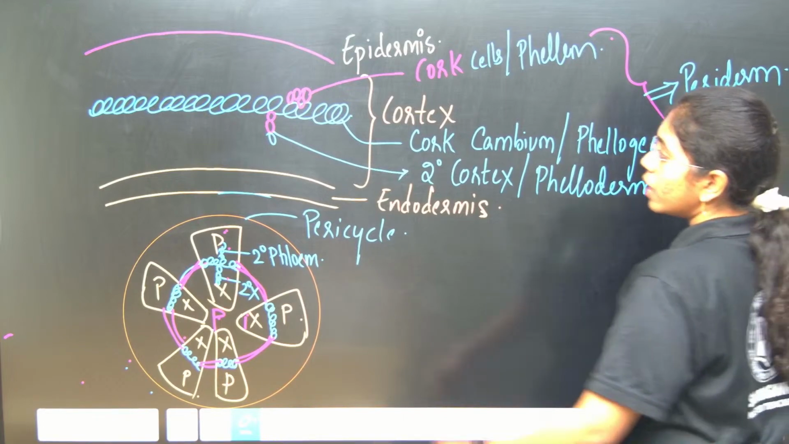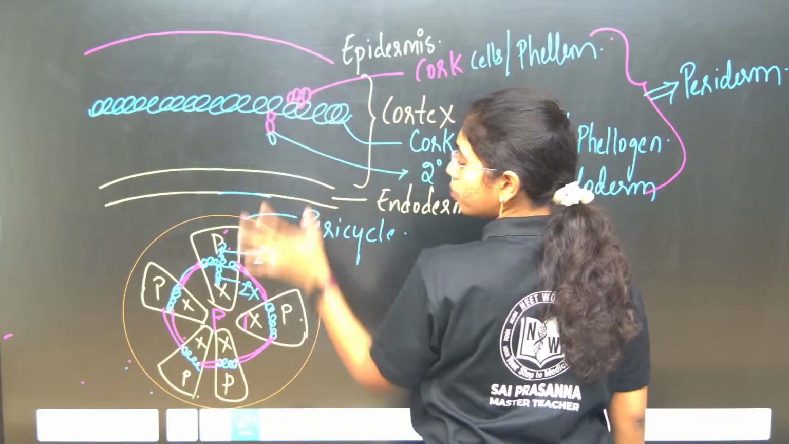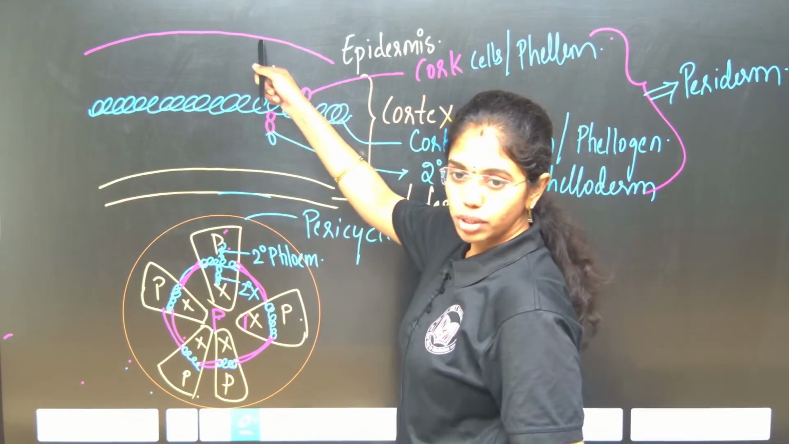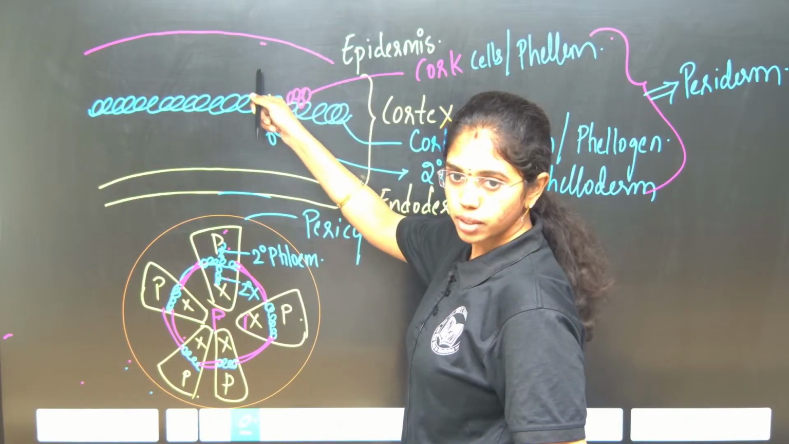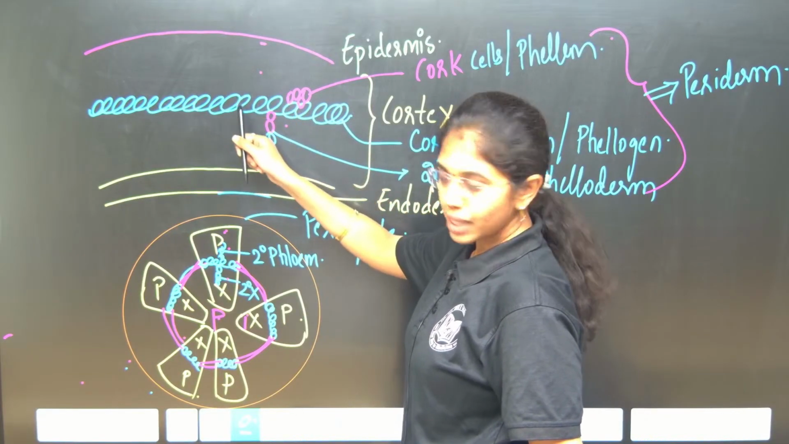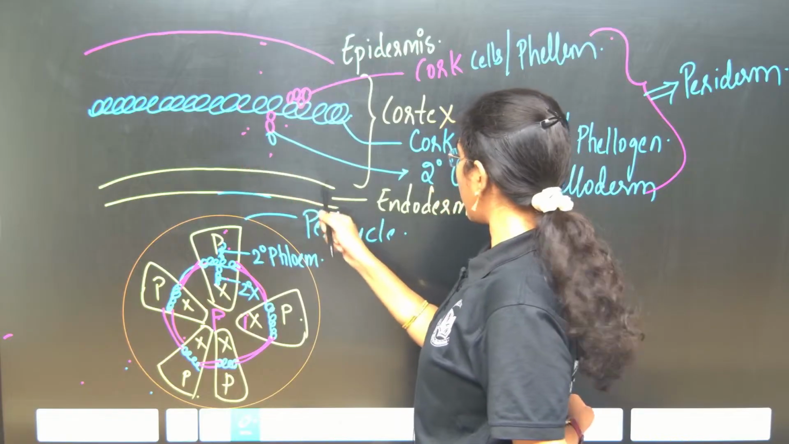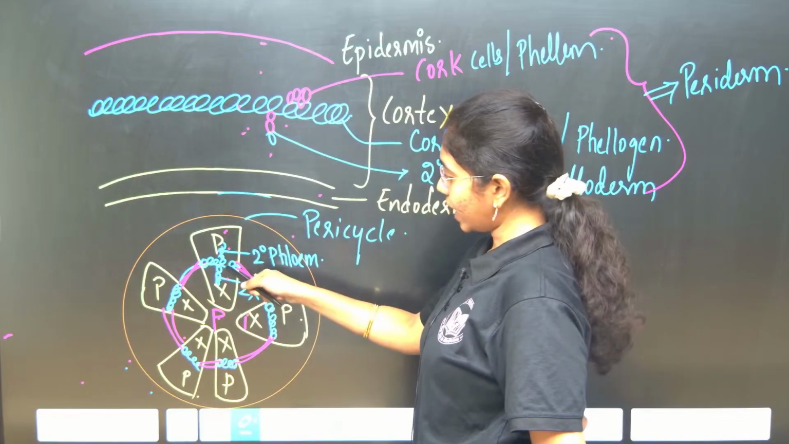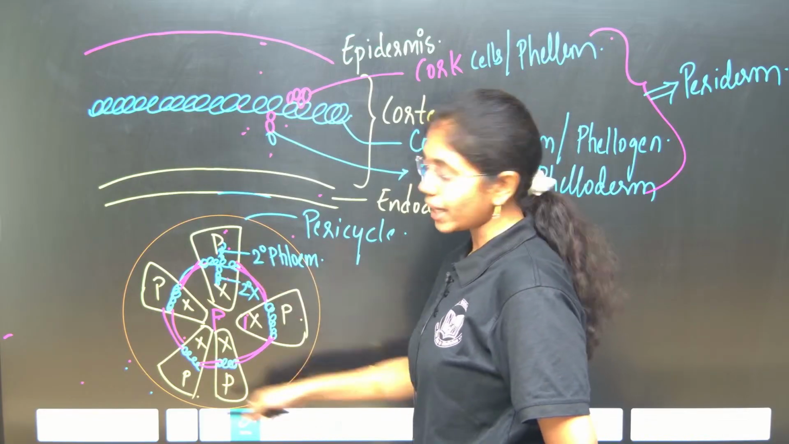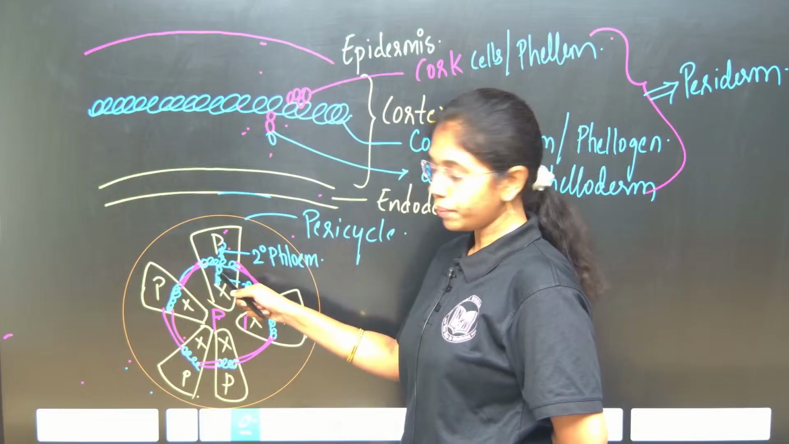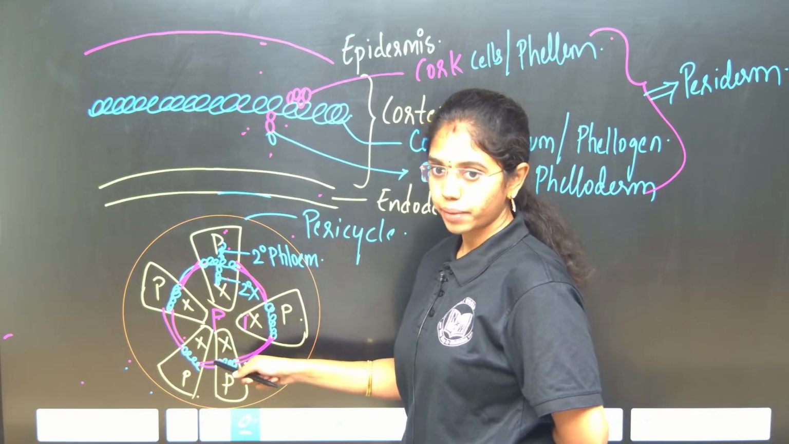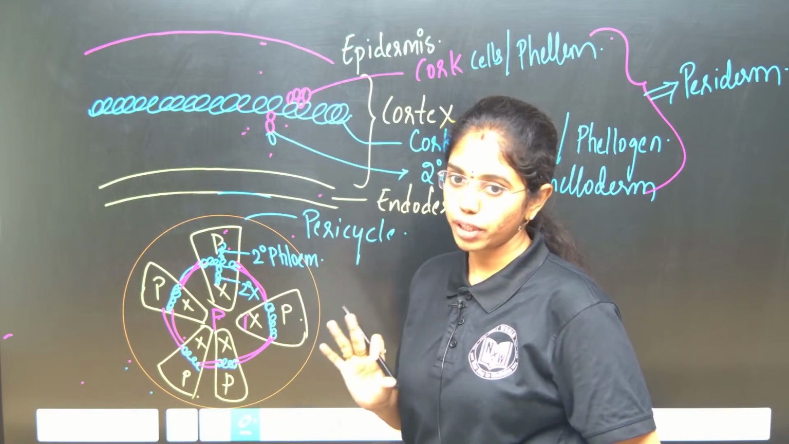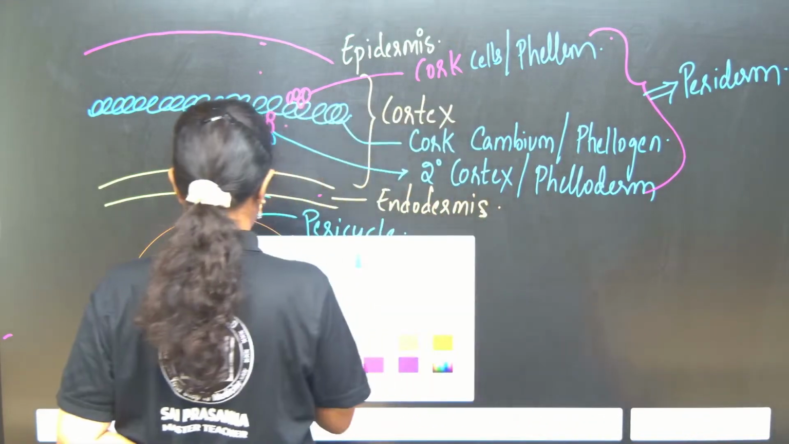So clear, beta? If you have to analyze secondary growth from epidermis to pith: first epidermis, followed by cork cells or phellem, cork cambium, secondary cortex, endodermis, pericycle, primary phloem, secondary phloem, vascular cambium, secondary xylem, primary xylem and pith. Just taking down that flowchart is enough. The gist of secondary growth will be in your mind. Take down.